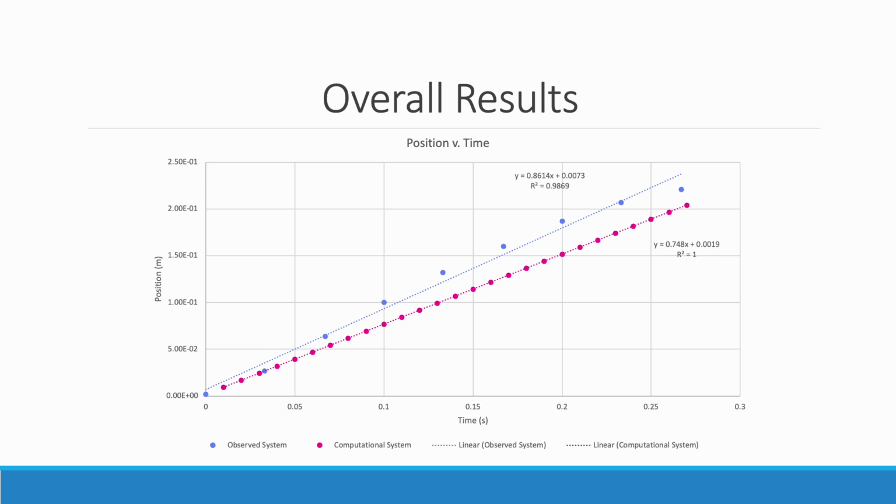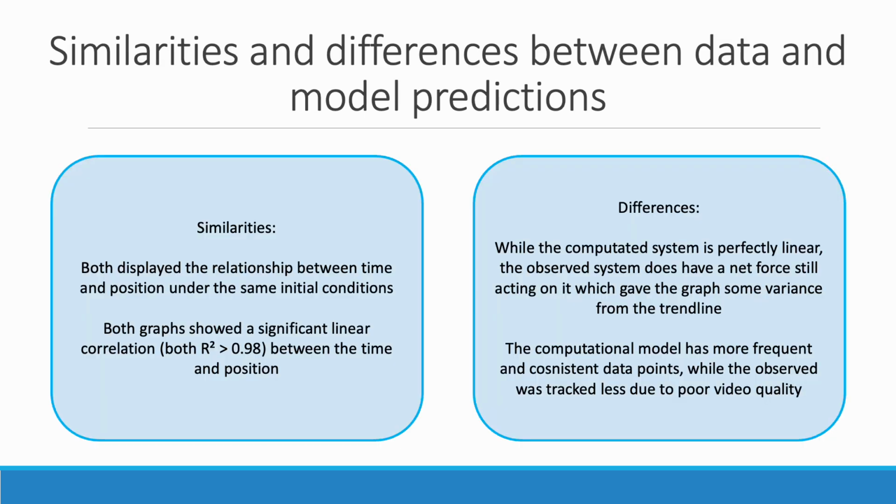So these were the overall results, a position over time graph, and the pink line shows the computational system, and the blue line shows the observed system. And we can see the computational system is perfectly linear. It has an R value of 1, but the observed system does have some slight variance to it. It's not perfectly linear, but it's still really linear. But there is some error for it.